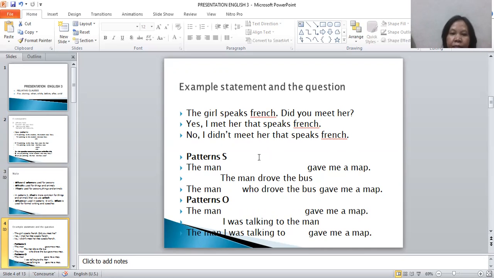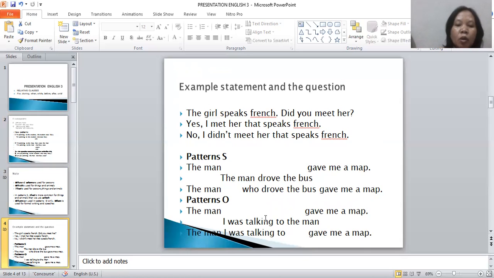For the subject pattern, for example, the man gave me a map. The second sentence, the man drove the bus. The relative clause for these sentences is the man who drove the bus gave me a map. So we use the man as the subject, then we add who drove the bus, and we go back to the first sentence, gave me a map.